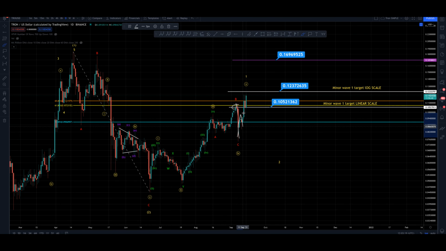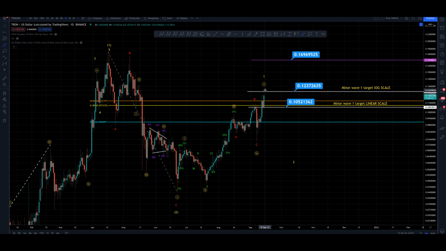We've since seen a similar move up as we've seen in Polkadot, we've seen here in Tron, and that has also taken us through the 65 fib level back through the golden zone, and now we're heading for the second target, which is the same target as this one we used to measure, but this is just in log scale instead, and this is at 0.1237 rounding up to 3 essentially. So there is potential resistance above our head.